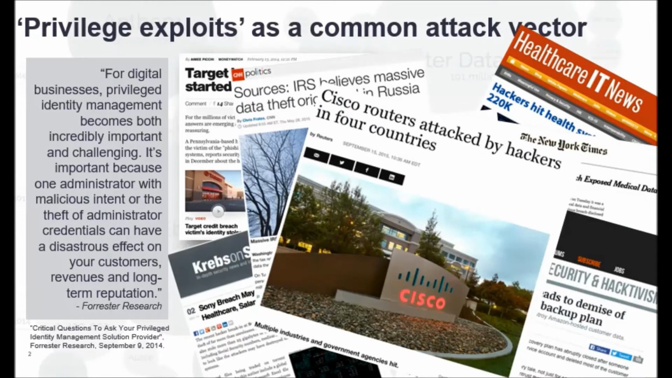Whether obtained maliciously or leveraged inappropriately by a valid user, exploited privileged user accounts are the most common threat of most data breaches. And as your environment grows increasingly complex, so does the challenge of defending against ever more sophisticated and damaging attacks.